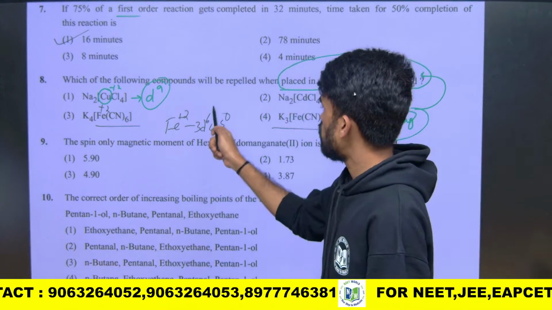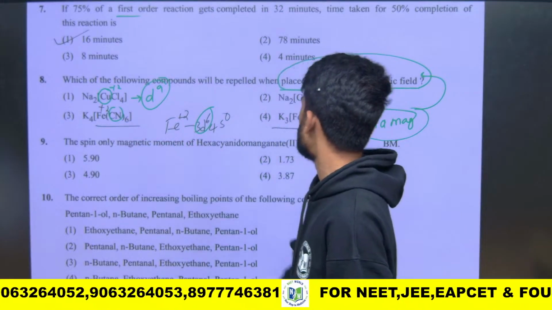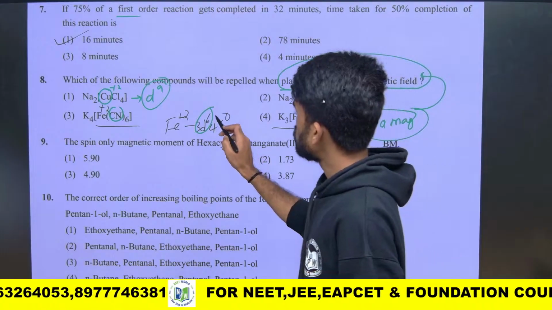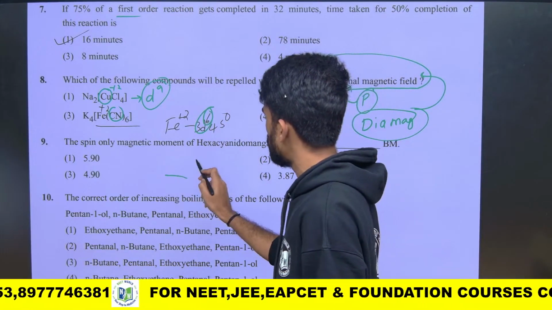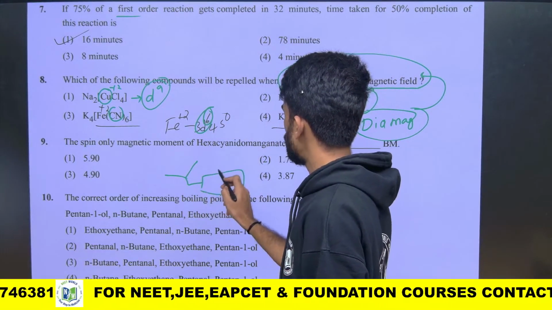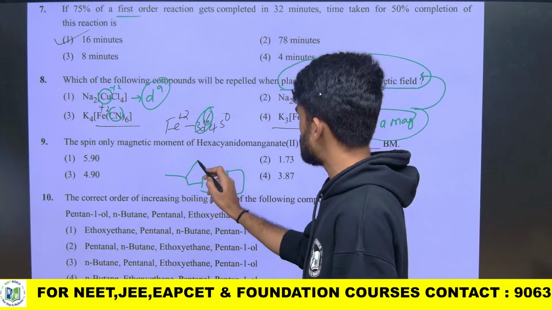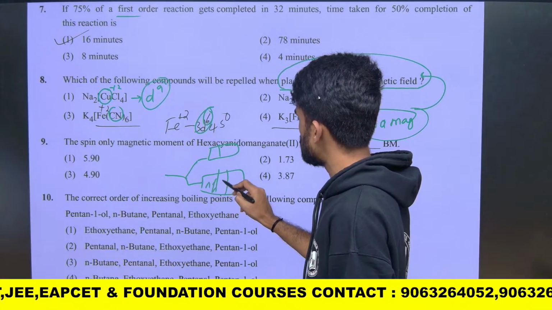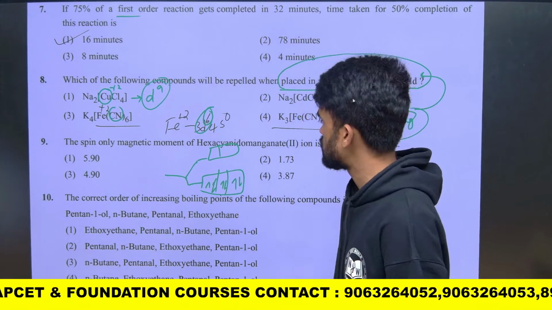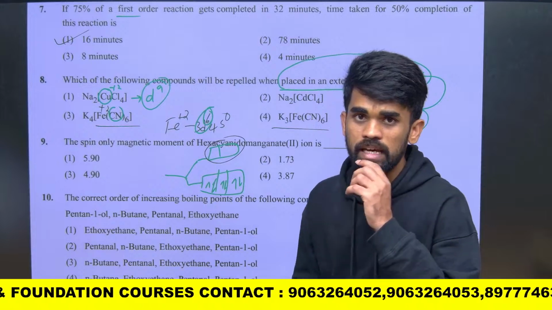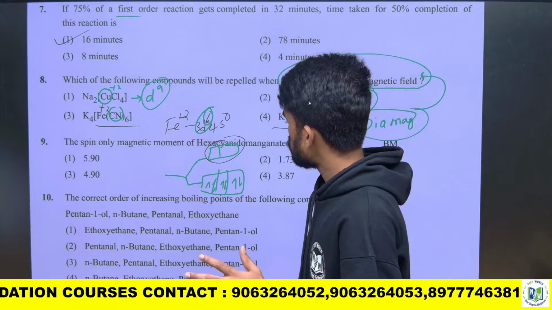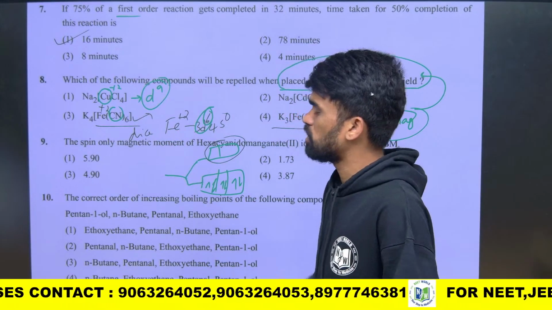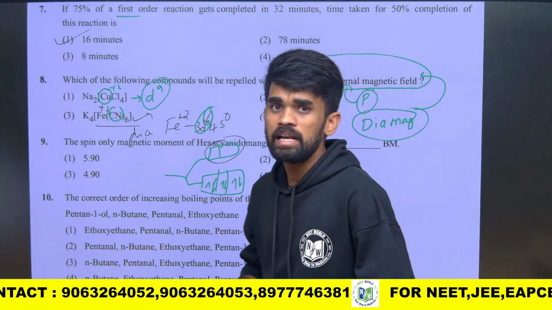Now what kind of ligand do we have here? The ligand is a strong field ligand. Therefore all electrons lie only in the t2g set. If we say the d orbitals are eg and t2g sets, all 6 electrons lie in the t2g set itself. There are no electrons in the eg set. So I can say this substance is diamagnetic, which is repelled by the external magnetic field.